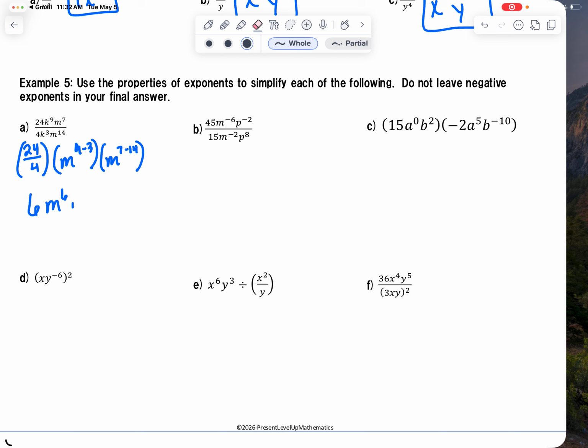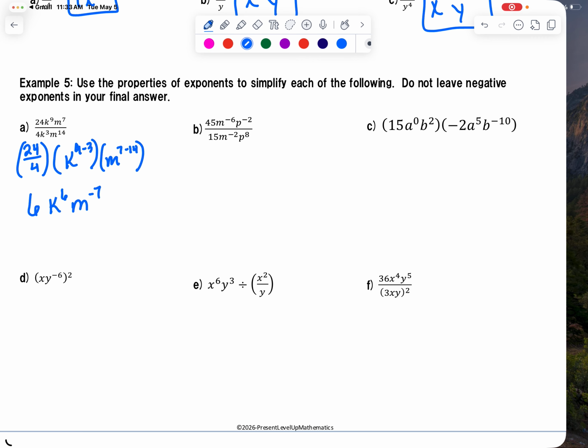Oh, I'm so sorry. That m was a k. I don't know where I got that. Let me change that real quick. That was k. This is k to the 6. And then we have m. 7 minus 14 is negative 7. Now, we're almost to our answer.